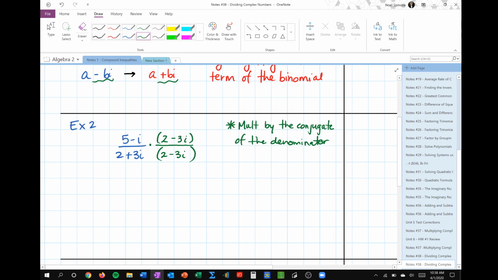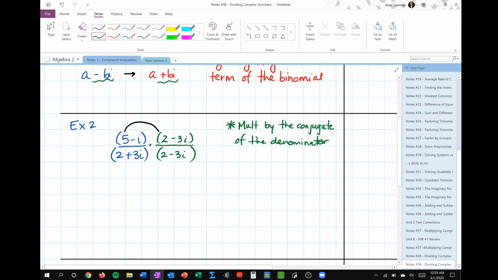Okay, so now what it becomes is just a product. It's a multiplication problem now. Okay, because you know that if you have two terms in the numerator, you can multiply those, then you multiply the two terms in the denominator. The whole point of multiplying by the conjugate is that it's going to help you eliminate the imaginary term from the denominator. Okay, so watch what happens.